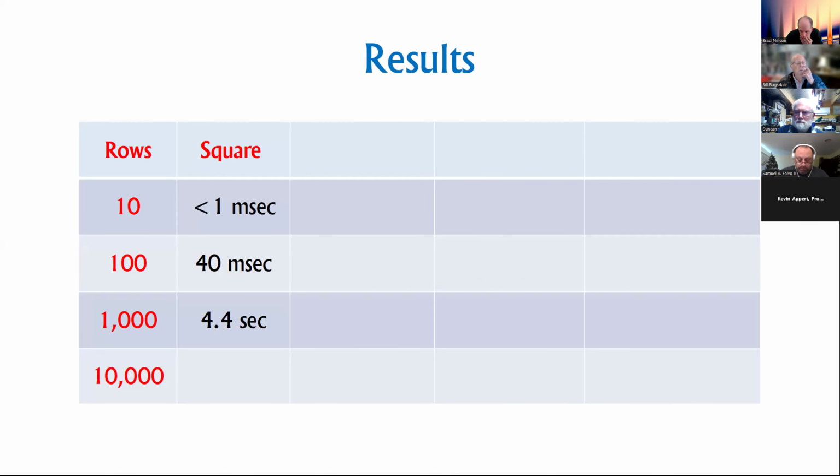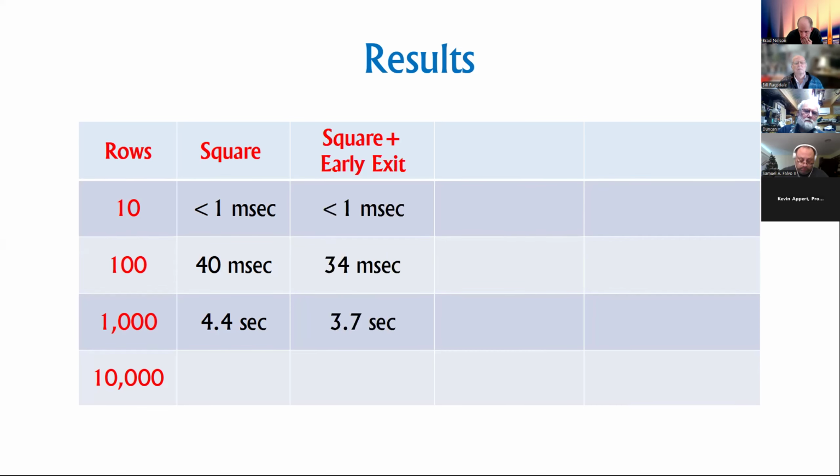So here's our results. In this example of a 3x10, the what I'm calling square matrix is where we sort all rows every time. And so it's less than 1 millisecond for a 10 row sort, about 40 milliseconds for a 100 row sort, and for a 1,000 row sort, about 4 seconds. And we'll see the 10,000 row in a moment.